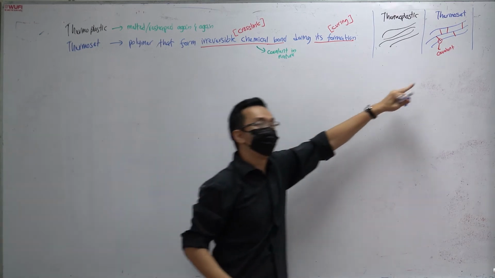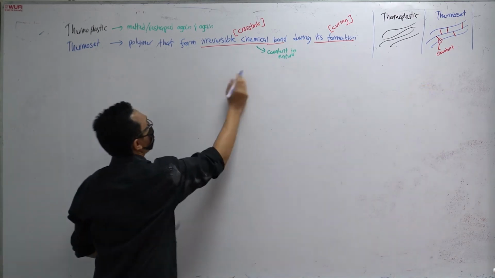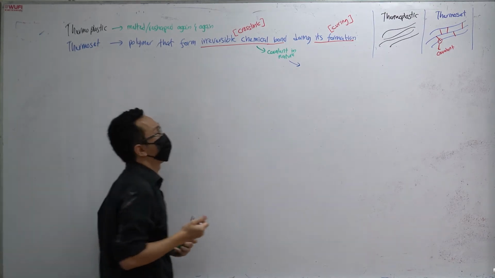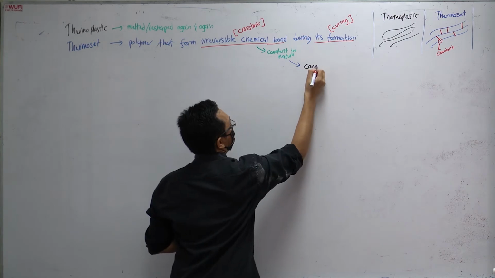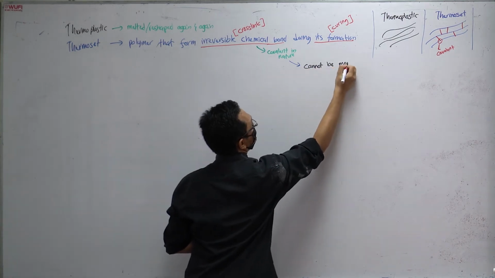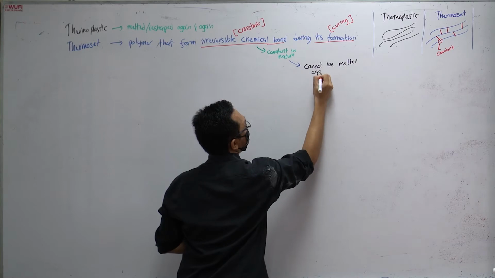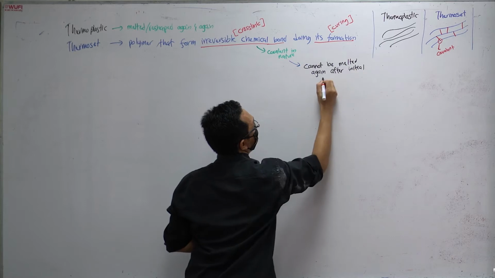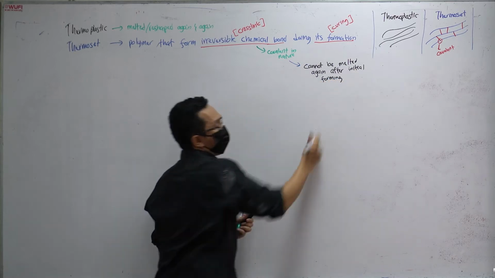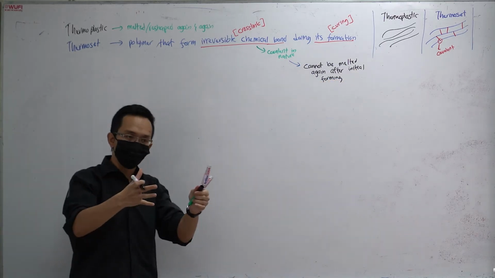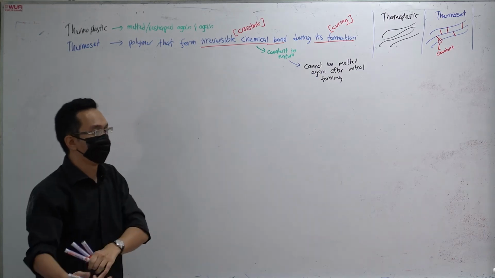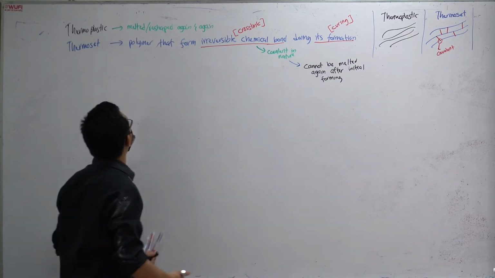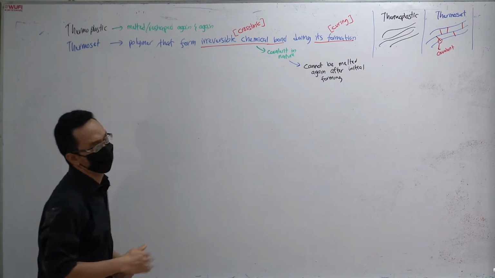And because of this covalent bond, this thermoset cannot be melted again after initial forming. Meaning that you make a thermoset, you get a shape, and then you cannot melt that again. You cannot reuse it again like a thermoplastic. So that is the generic idea about what is thermoset.